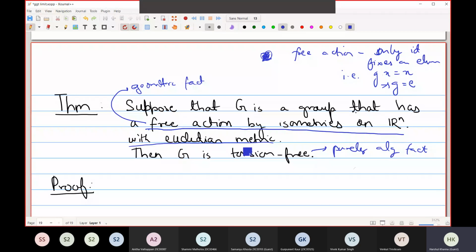Right. Okay, so this theorem essentially typifies the theme of the geometric group theory subject. It uses the interplay between G and the metric space Rn in order to gain purely algebraic information about G, which is that G is torsion free. So proof. Let's try to prove it.